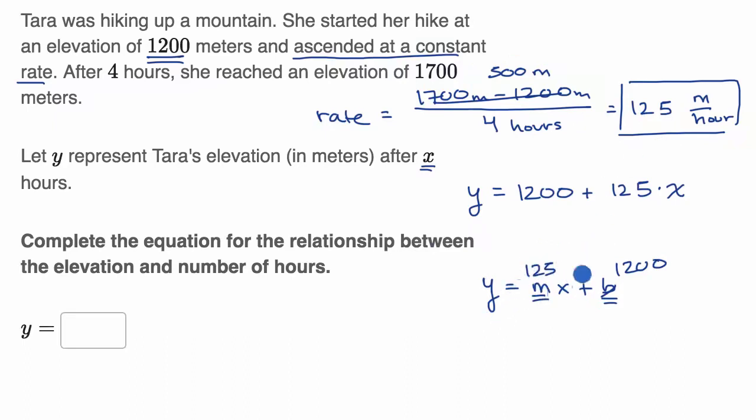So notice these are equivalent. I've just swapped these two terms. So we could either write y is equal to 1,200 plus 125x, or you could write it the other way around. You could write 125x plus 1,200. They are equivalent.